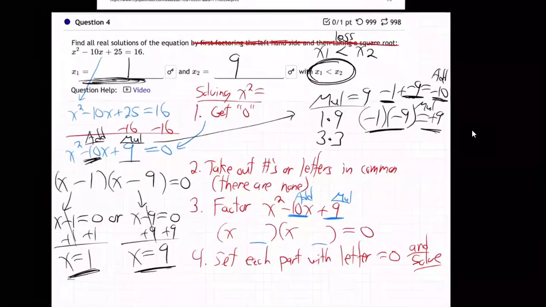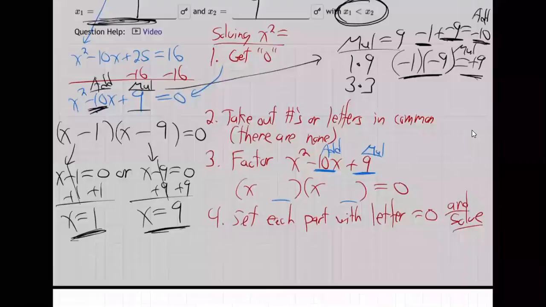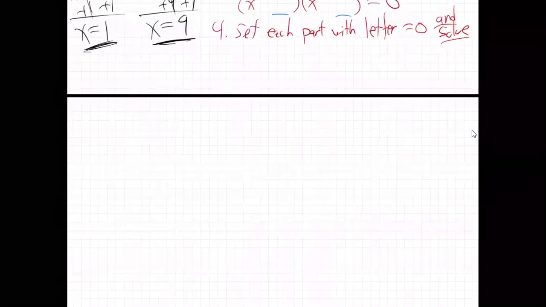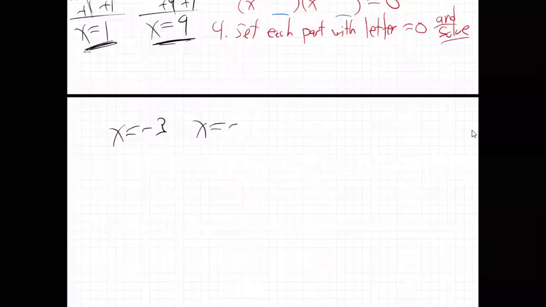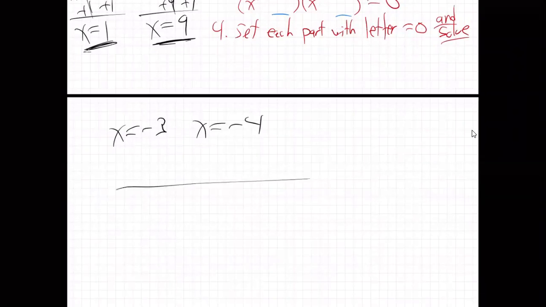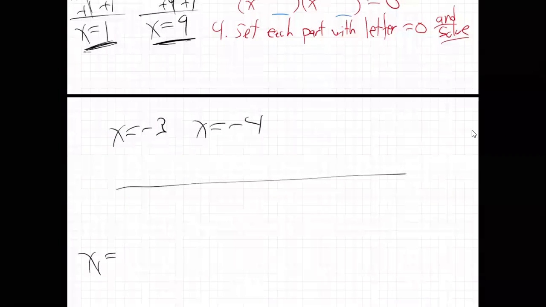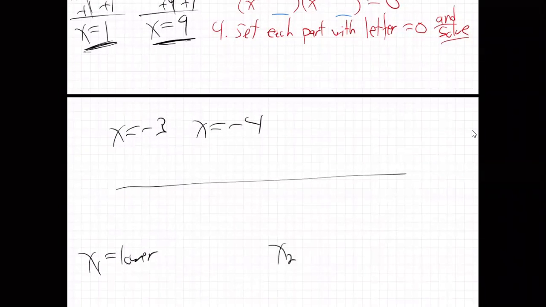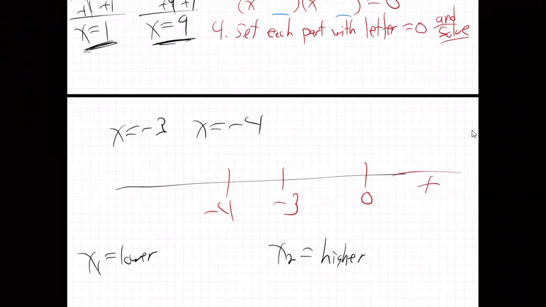Now watch out. Here's a common mistake I've seen over the years. What if you happen to get two negative answers? What if I got, I don't know, let's say -3 and -4? They want x1 to be the lower and they want x2 to be the higher. Which one of those is lower? Well, you have to be careful. This is -3. And here, positive numbers are over here. So -3 is actually the higher number and -4 is actually lower. So the lower would be the -4 and the higher would be the -3 in that case.